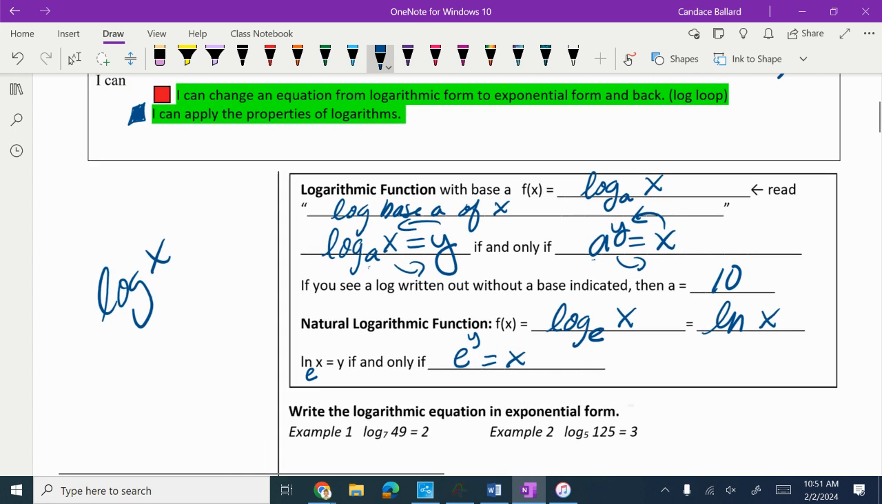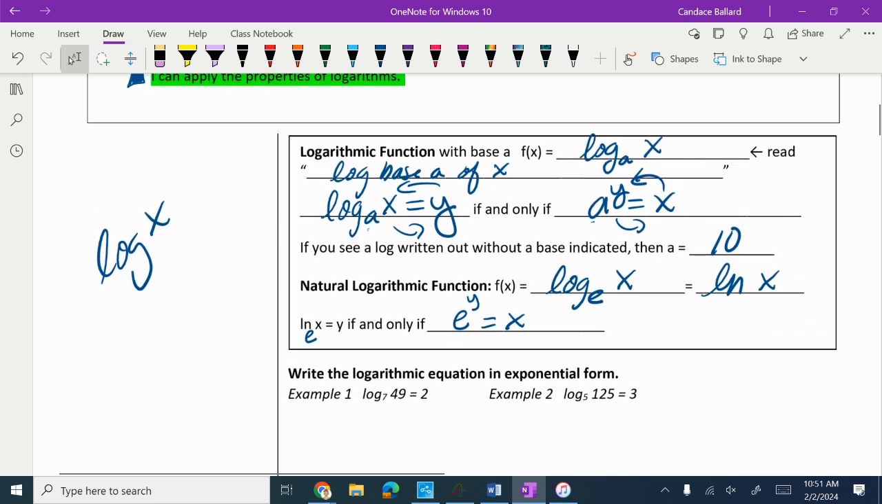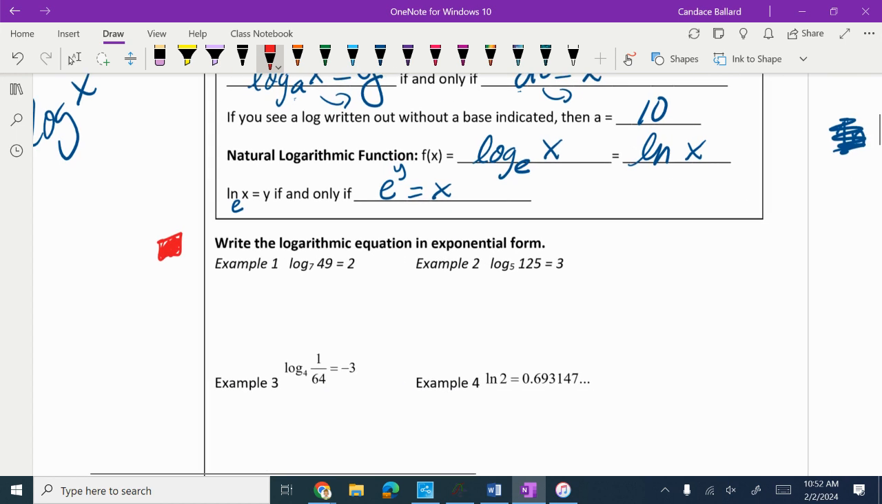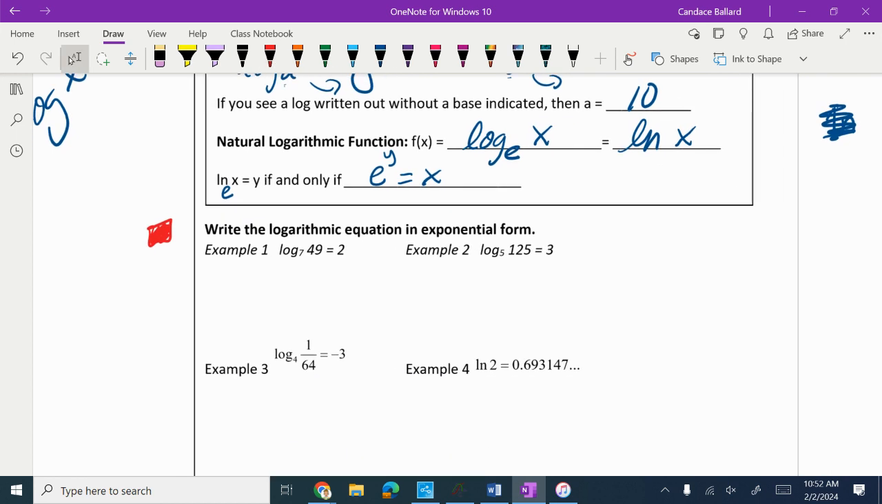All right. So as far as our I can statements go, we're going to work with the red square one first. All of these problems from here till we get to the next set of problems are the red square problems. The instructions say write the logarithmic equation in exponential form. So it's in log form, I have to convert it to exponential. All of these properties that we're manipulating today and in the next lesson are going to help us eventually solve equations with these. So we're just learning a lot of this property stuff.